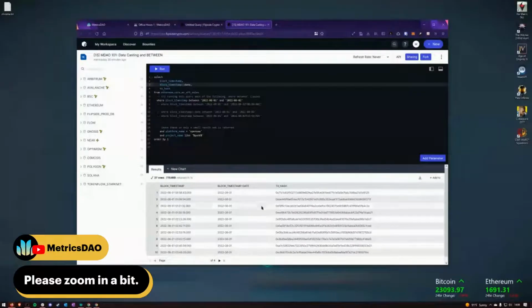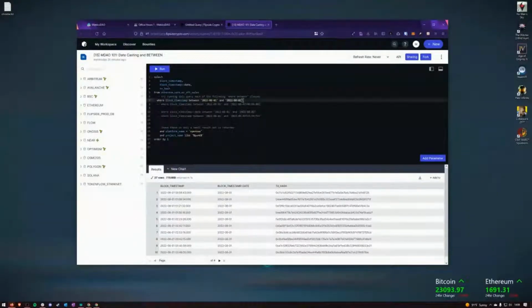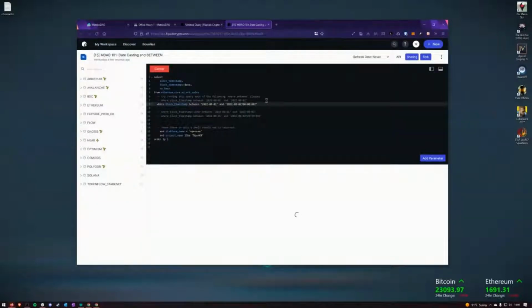So while between is inclusive, what's happening with this second date up here is it's basically presuming that it is August 2nd at midnight. So in theory, there should be no real difference between block timestamp between August 1st at midnight and actually writing in August 2nd at midnight. So if we rerun this again.